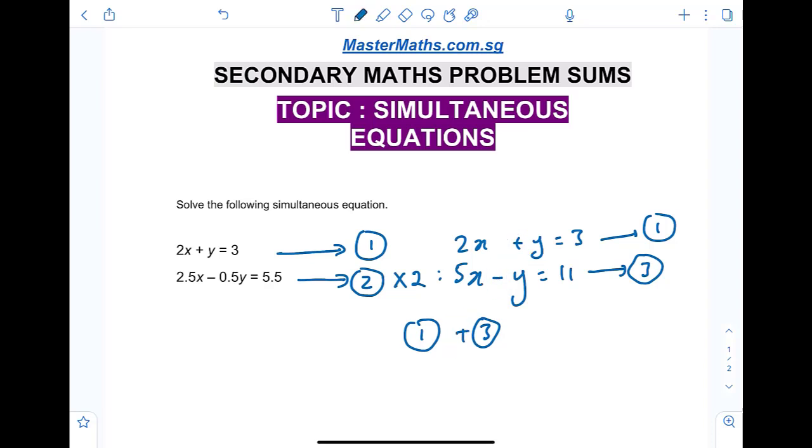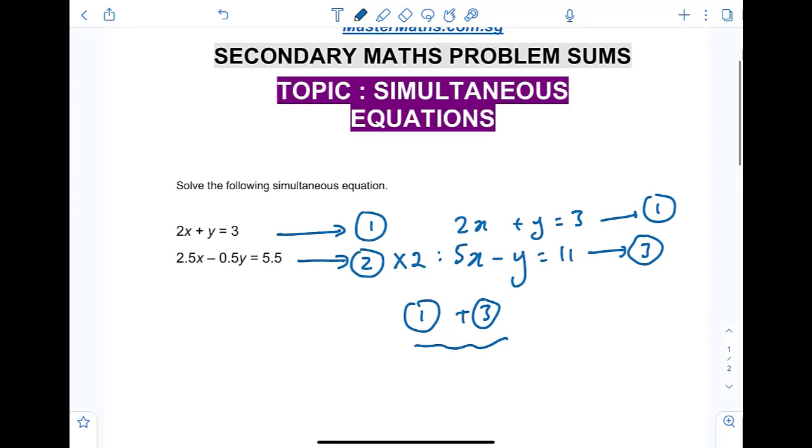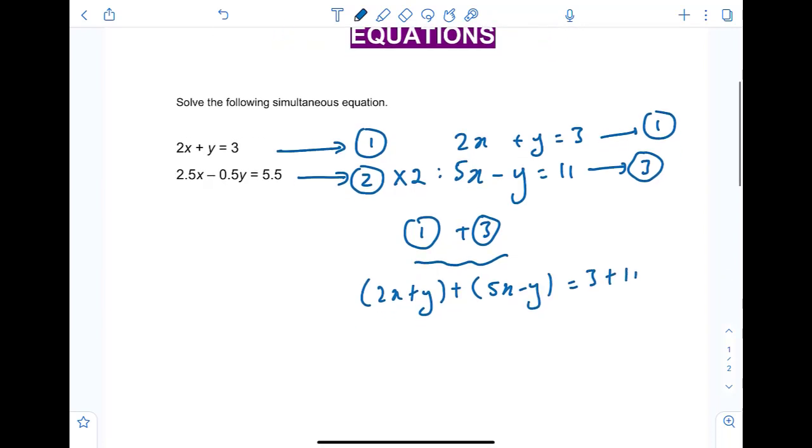So 1 plus 3, how do we do this? 2x + y, that is the first equation, plus 5x - y equals 3 + 11. Alright, so y minus y, there's no more y. 2x + 5x is a 7x equals 3 + 11, 14. x equals 14 divided by 7, that will be 2.